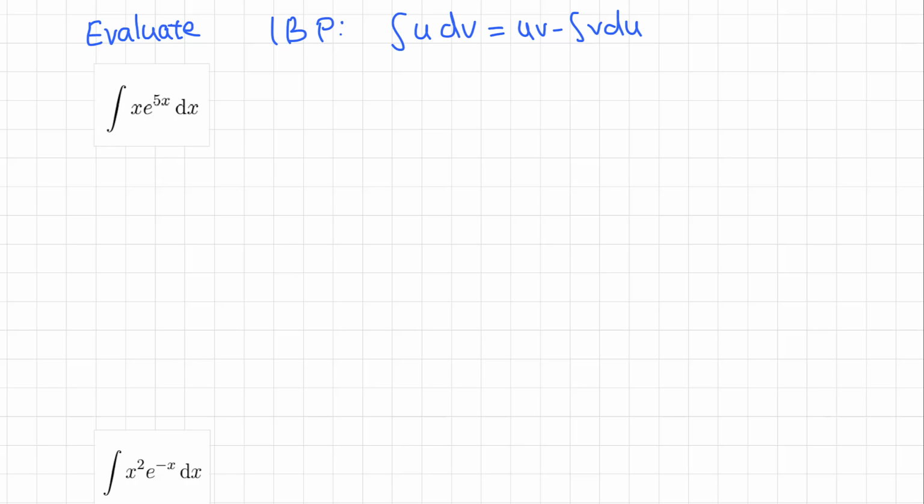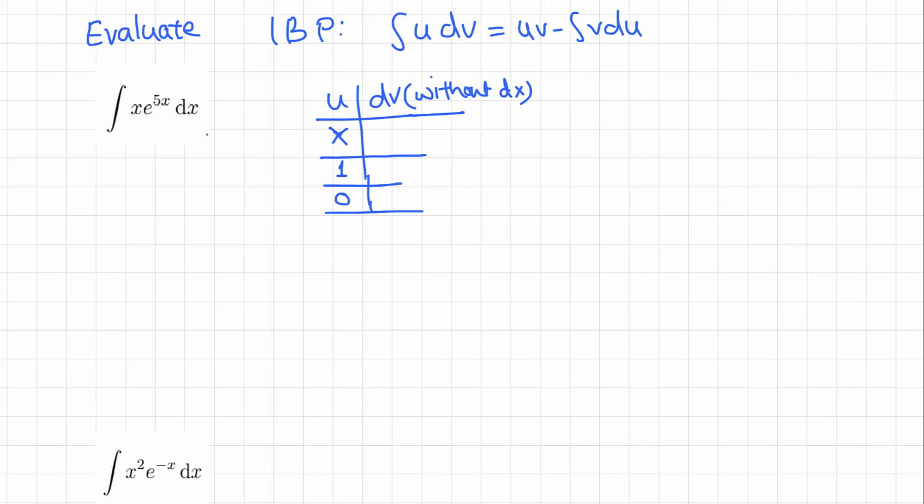So for that, we're going to make a kind of table here of u and dv, but we write dv without this dx. So u is x, and we keep finding the derivative until we get 0. So here we have x, the derivative of x is 1, and the derivative of 1 is 0. So we stop there. In dv without dx, we got e raised to 5x. We need to integrate here. Okay, e raised to 5x, if we integrate, we get the same thing divided by 5. So it will be e^(5x) over 5.